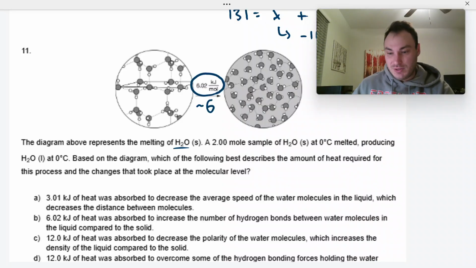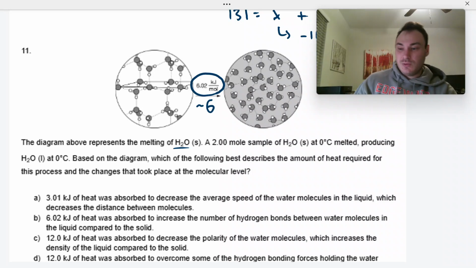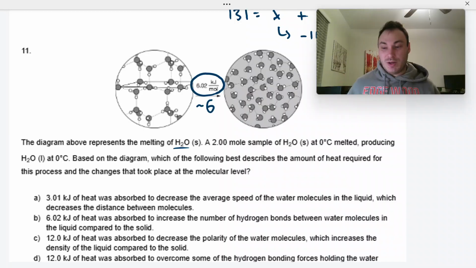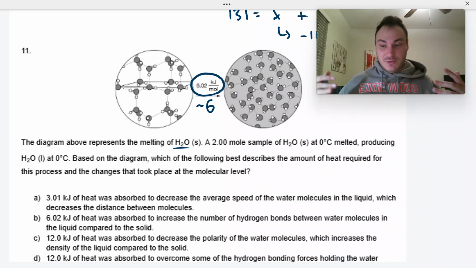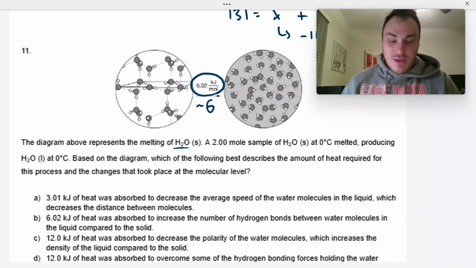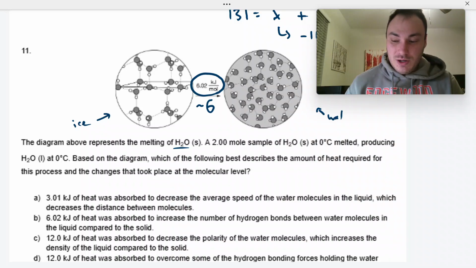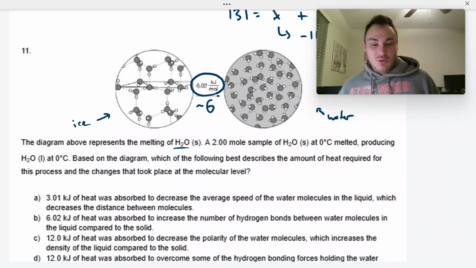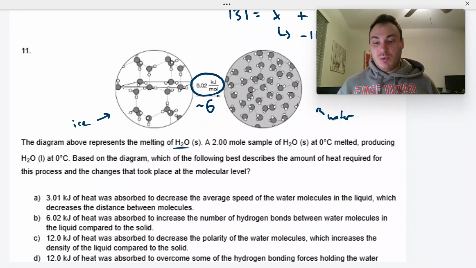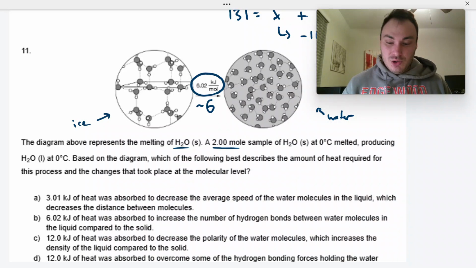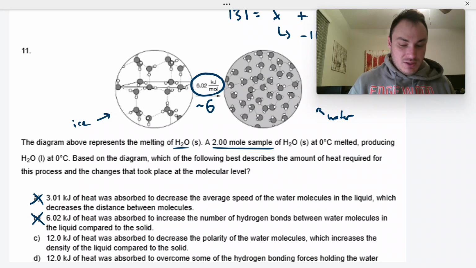Fun fact, water is very unique because it's actually more dense as a liquid than it is as ice, which is why icebergs float, which is why ice floats. So this is the ice, this is the water. I almost wrote H2O, water. So we need 6 kilojoules for every mole of ice we want to melt. So if we are melting 2 moles, that means we're going to need 12 kilojoules. It's not one of these two.